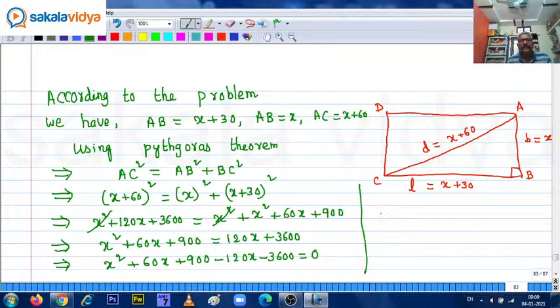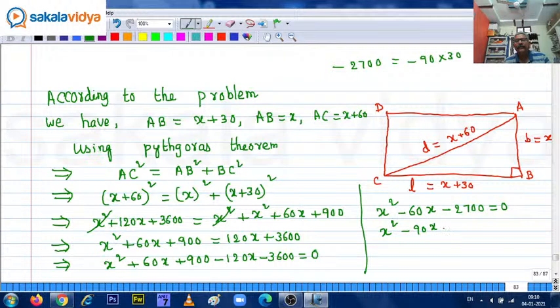So that means we are going to get x square minus 120x plus 60x minus 60x, 3600, 900. How much will you be getting? Minus 2700 equal to 0. This minus 2700, you can write as minus 90 into 30, and minus 90 plus 30 is minus 60. So this we can write x square minus 90x plus 30x minus 2700 equals to 0.